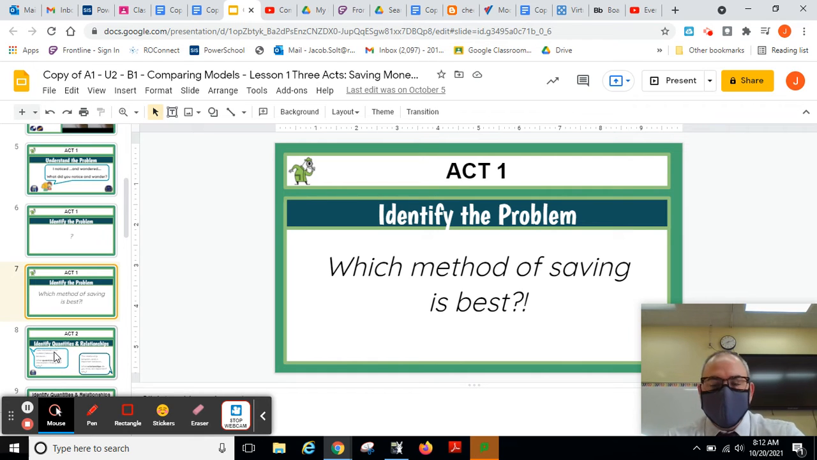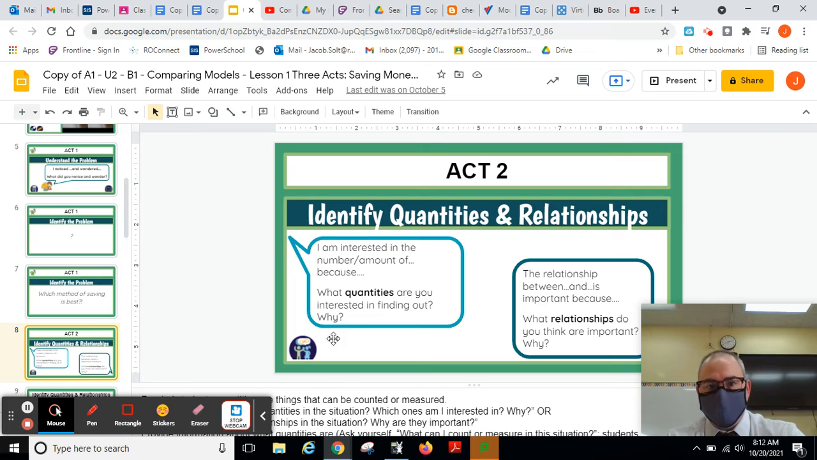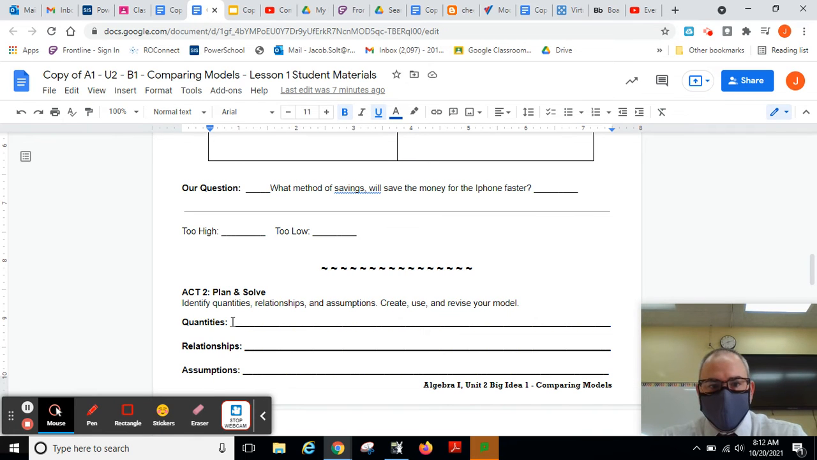The next step is modeling, which means we need to identify quantities and relationships, right? What numbers are we interested in here? We're interested in what? Think about it. Let's pause the video. Just think about the quantities. Anything that we can assign a number to in this situation, what are the quantities involved? Pause the video, think about some quantities, and write some of those quantities here.